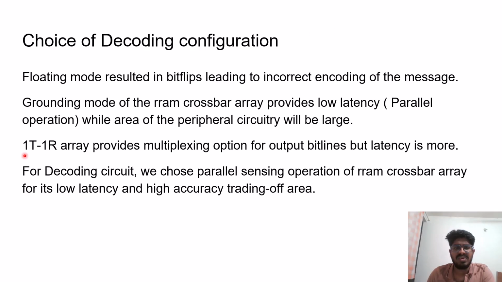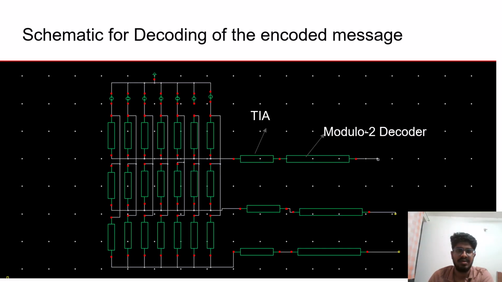So we used the 1T1R array. While it provided a multiplexing option for the bit lines, only one bit line is accessed at a time, so its latency is more. By using the grounding mode of the Rram crossbar array, parallel operation can be achieved. So we chose this parallel operation for the decoding mechanism also, but we traded with more area. It is our trade-off.